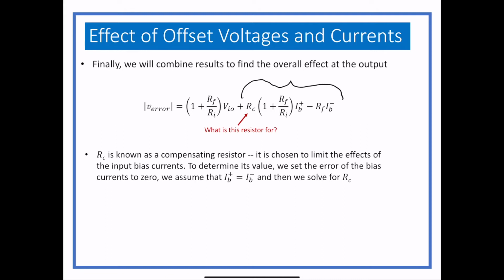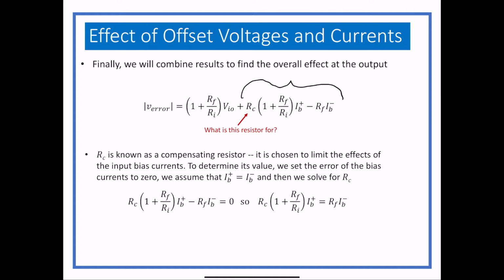They're not exactly equal, but we're going to make that assumption. So already in making that assumption, we've eliminated some of the good that RC will do because they really aren't equal. So there's going to be a little bit of error still coming through. But we can take RF over RI plus 1 times RC times IB plus minus RF IB minus, and we set it equal to 0.